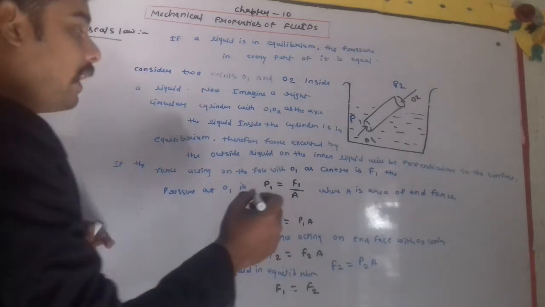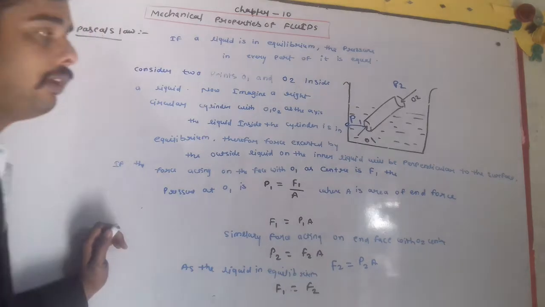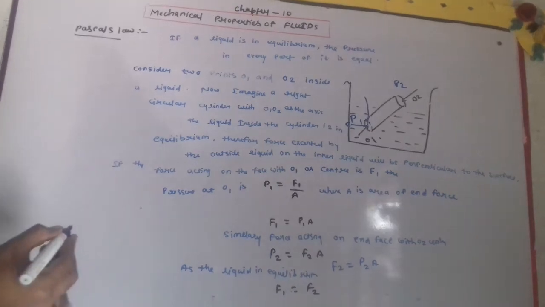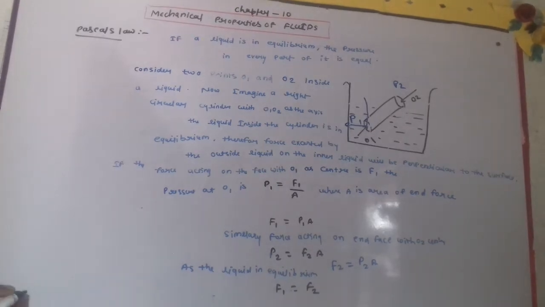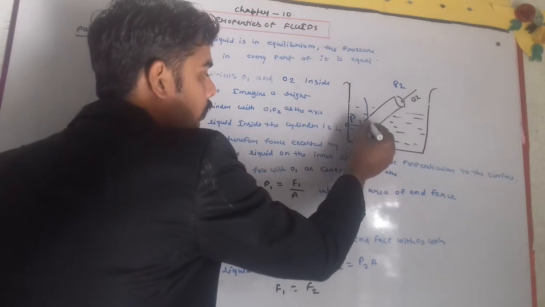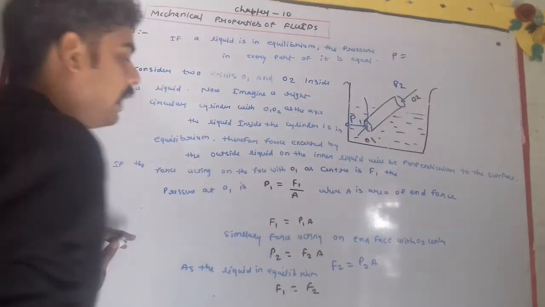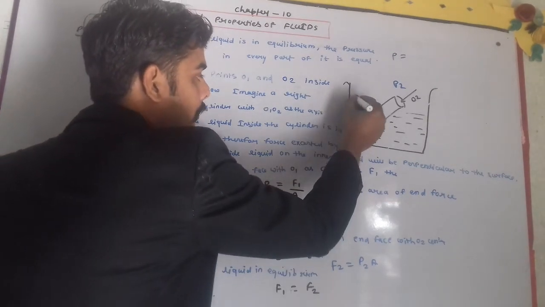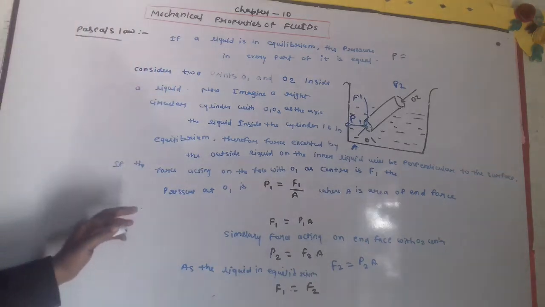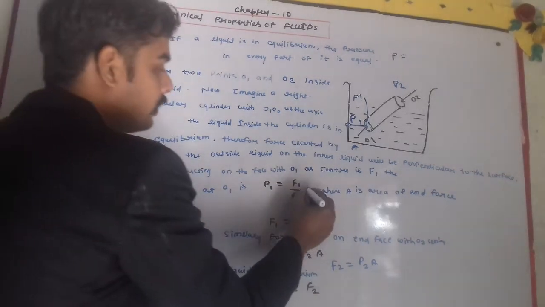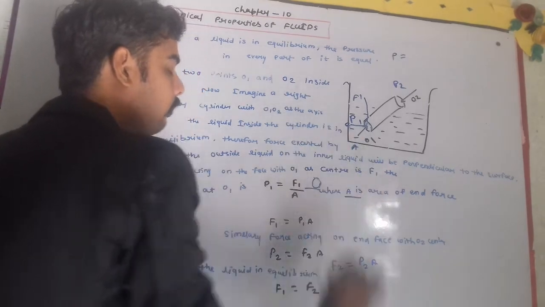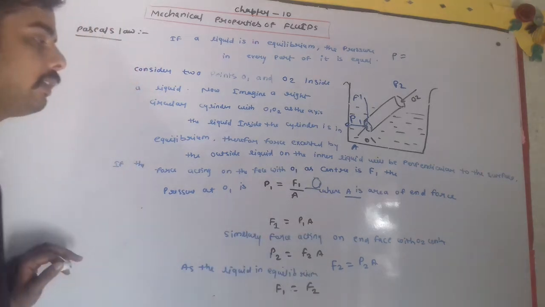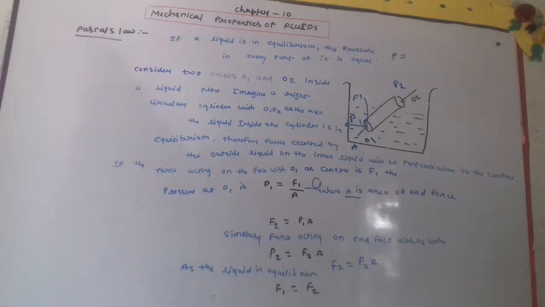The force exerted by the liquid outside will be perpendicular to the surface. Now the force at point O1: we know pressure is force upon area. If the pressure here is P1, then P1 equals F1 upon A, where A is the area of cross section of the end face. This is equation one. Cross multiplying, F1 will be P1 into A. That will be our next equation.